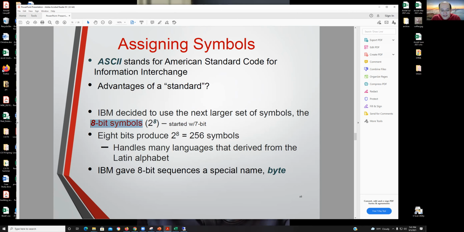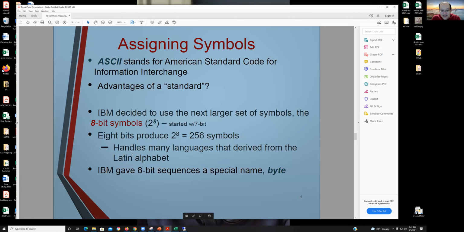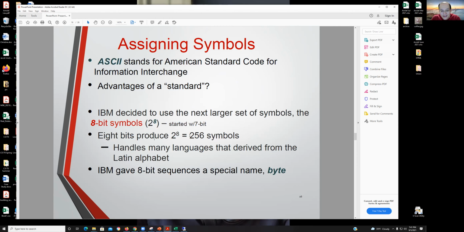They set it up as 8-bit symbols. And so 8 bits means you can get 256 symbols out of it, 2 to the 8th. And this grouping of 8, they call it a byte. So 8 bits equals a byte. Try to remember that.